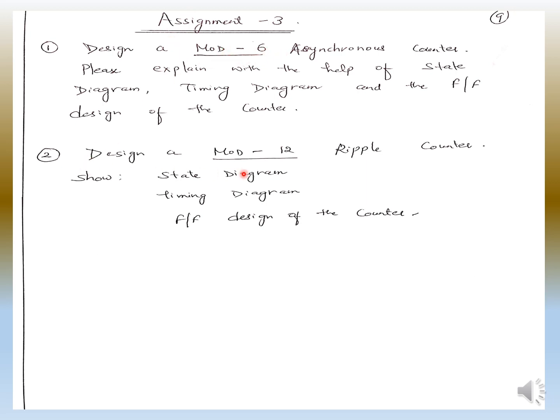And next you have to design a mod 12 ripple counter. See, I have written here ripple. Ripple means asynchronous counter. So you have to design the mod 12 counter. You have to show it with the state diagram, timing diagram and flip-flop design of the counter. So whatever we have done in the previous 3 slides, you have to show everything in the design of the mod 6 and mod 12 counters. Okay.